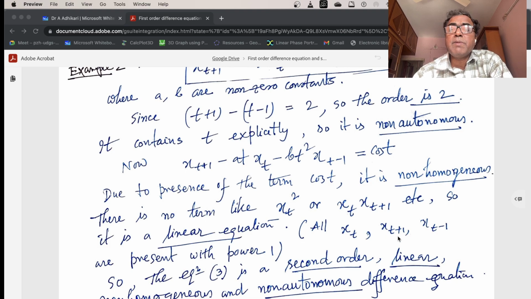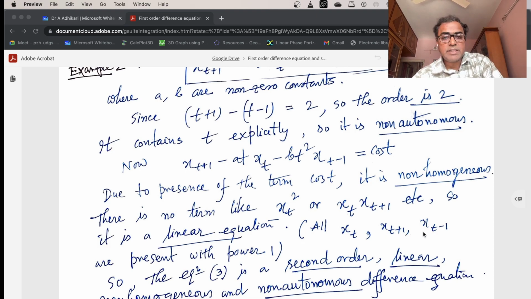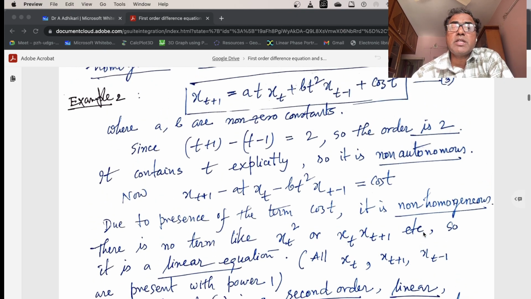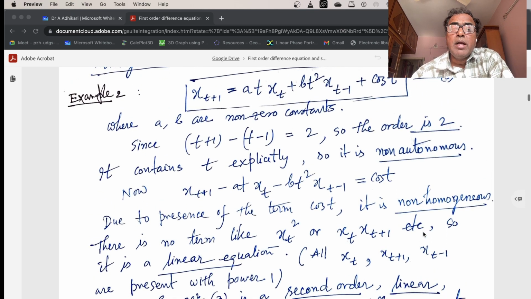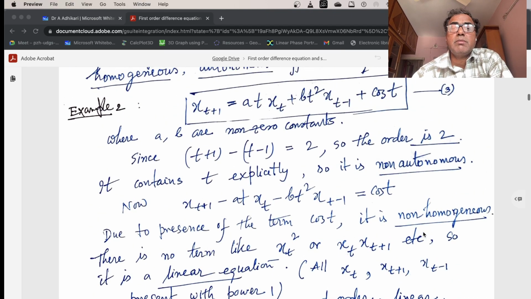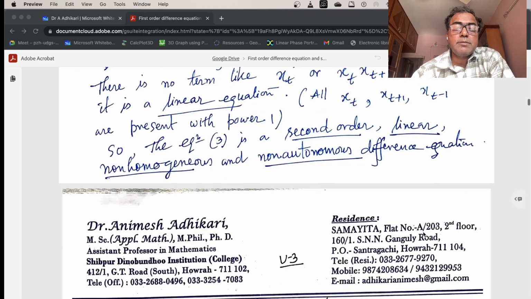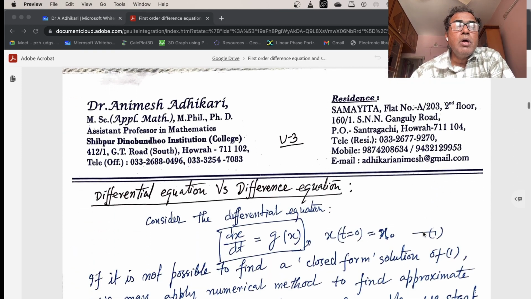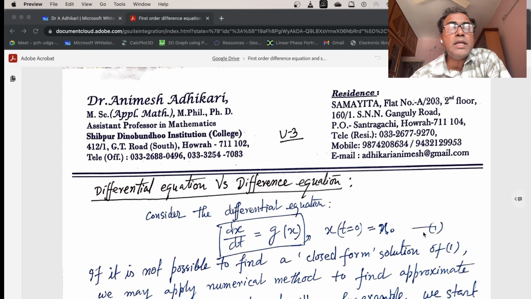All xt, xt plus 1, xt minus 1 are present here with power 1. So this difference equation is a second order linear non-homogeneous non-autonomous difference equation. Next, what is the relation between differential equation and difference equation?